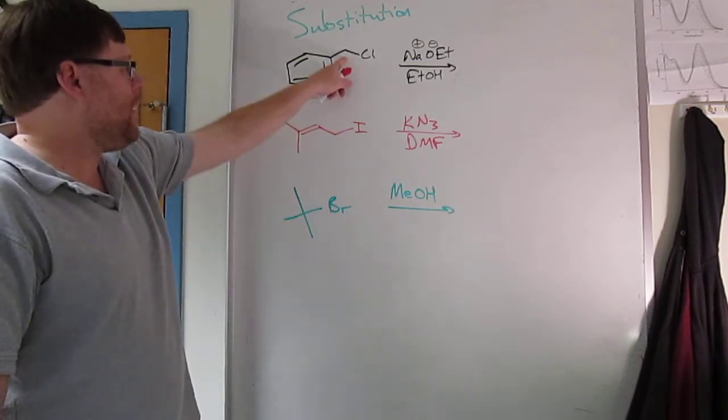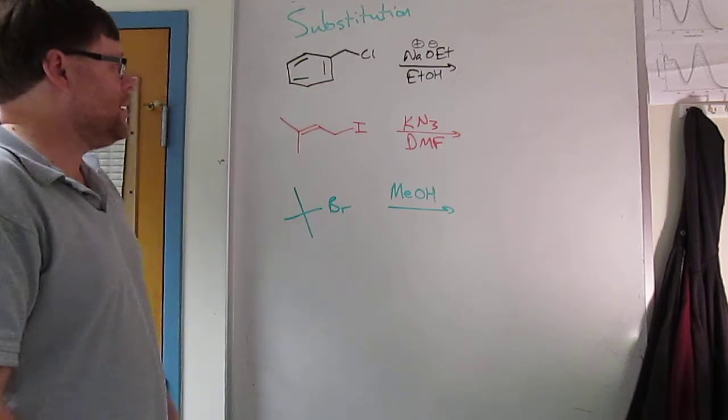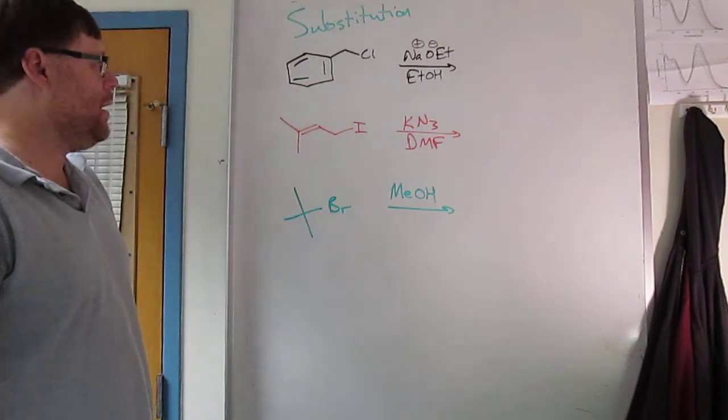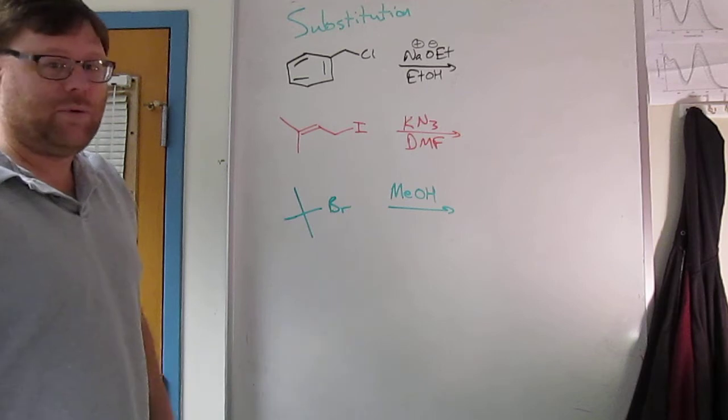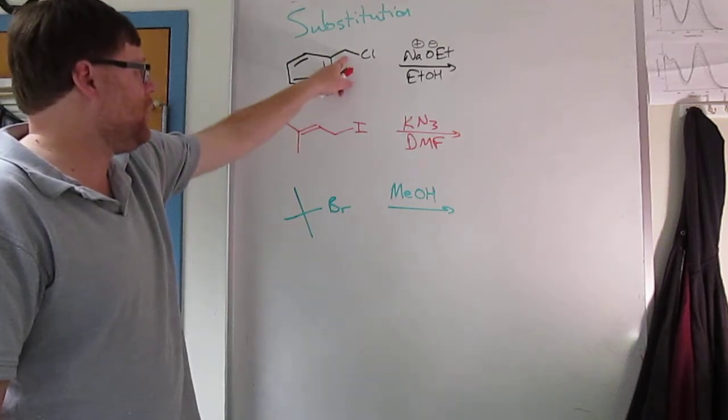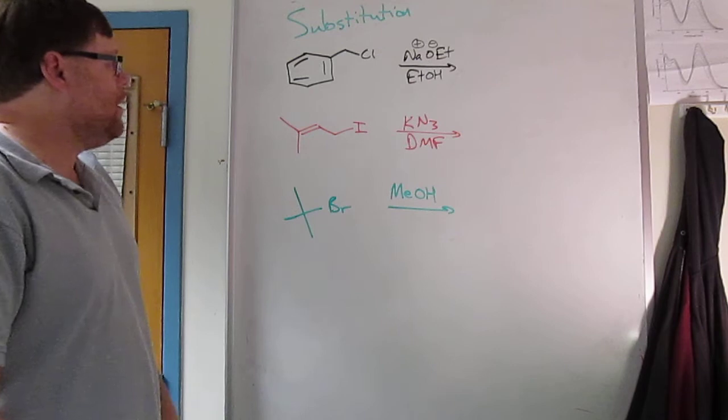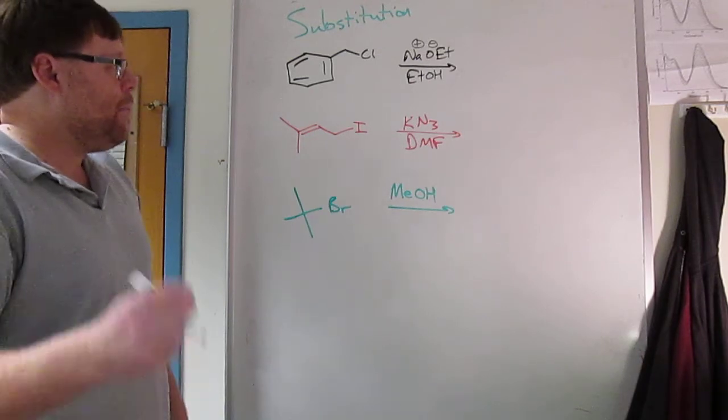We've got a primary benzyl chloride. That's a good reagent for either SN2 or SN1. The benzyl cation is pretty stable. Benzyl chloride, or chloride's a good leaving group. But you have a good nucleophile.